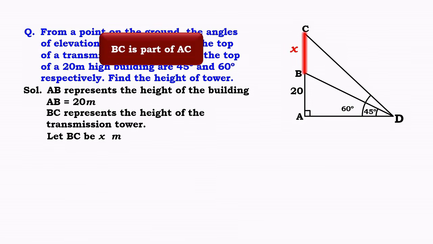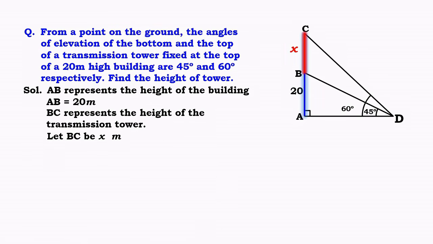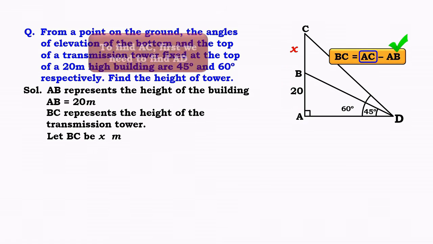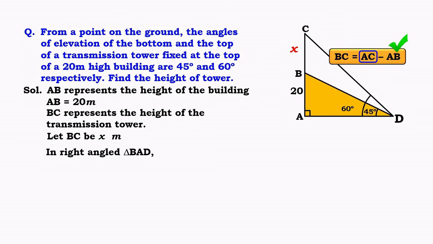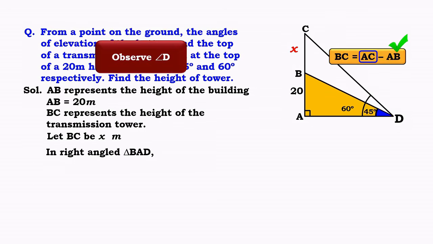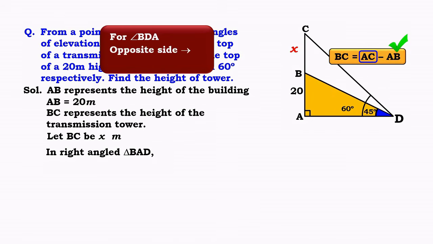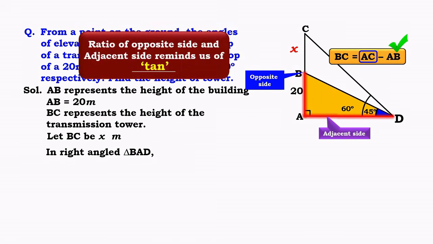Consider the right-angled triangle ABD. The angle at the observer, point D, is 45 degrees. For this angle, AB is the opposite side and AD is the adjacent side. The ratio of the opposite side to the adjacent side reminds us of tangent. Therefore, the tangent of 45 degrees is equal to AB divided by AD. We know that the tangent of 45 degrees is 1.